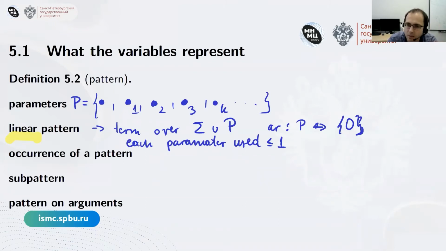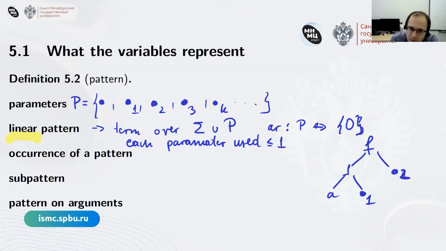So for instance, a pattern would be f on a, dot, and this is the first parameter. This would be the second parameter. And if we were to make those parameters the same, then this is not legal, okay, because we use the same parameter twice. So we need 2 different parameters if we want to make it a pattern. Okay, this means a linear pattern.